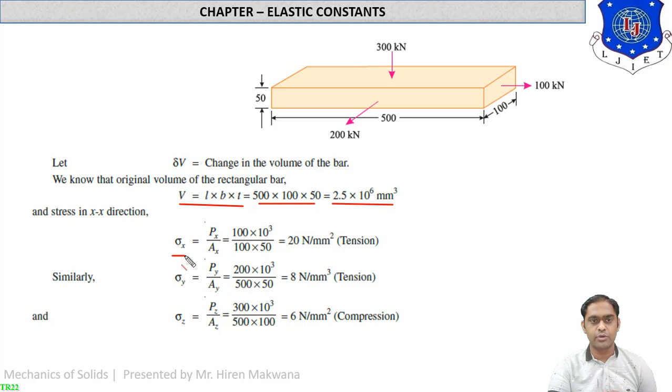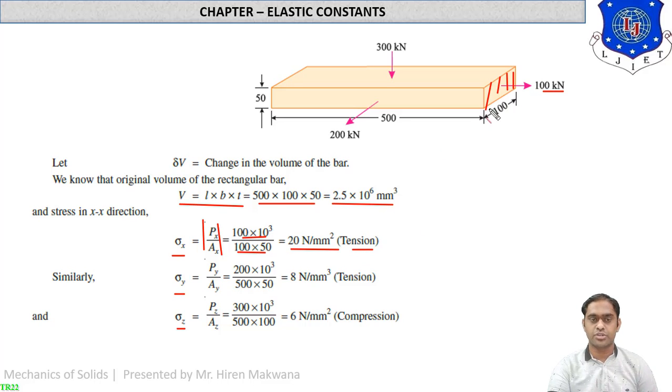Then you calculate the three stresses, sigma x, y, z. Sigma means P by A. If you are taking x direction, then it is Px by Ax. This is the force along the x direction, so you have to take the cross-section area which is perpendicular to the force, which is 100 into 50. P is 100 kilonewton, meaning 100 into 10 raised to 3. So the answer will be 20 Newton per mm square tensile, because the force is tensile.